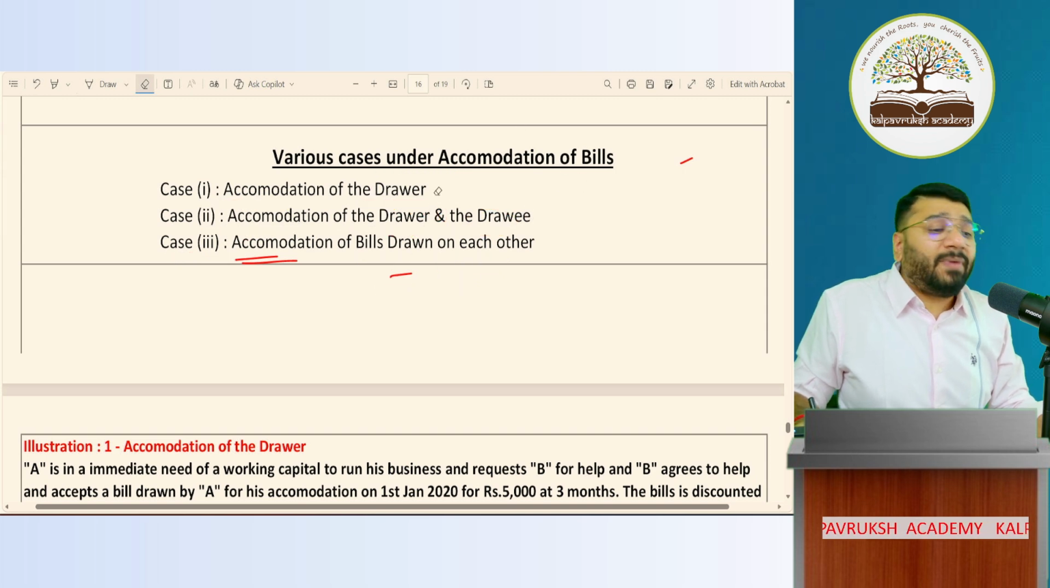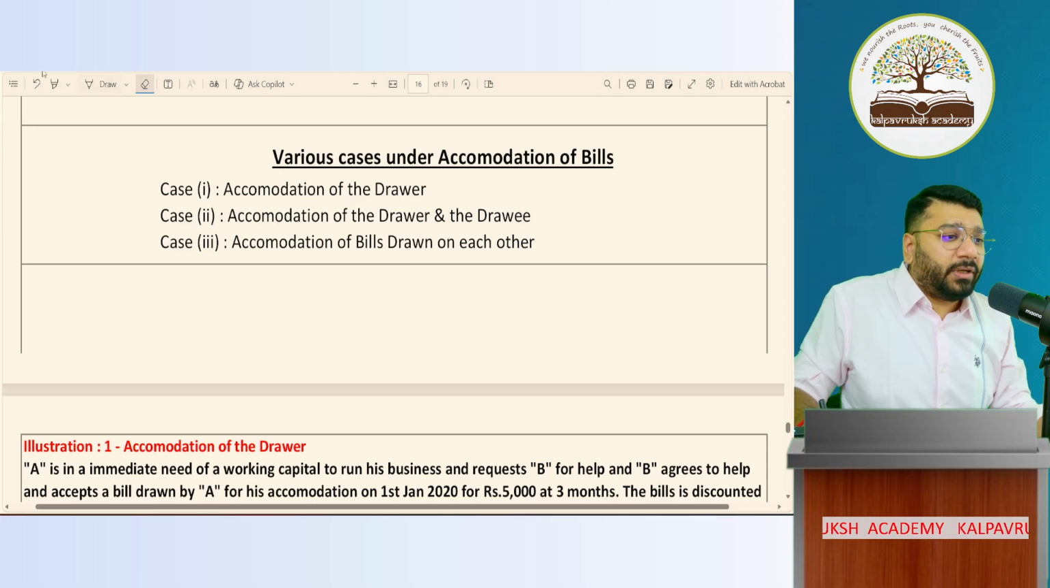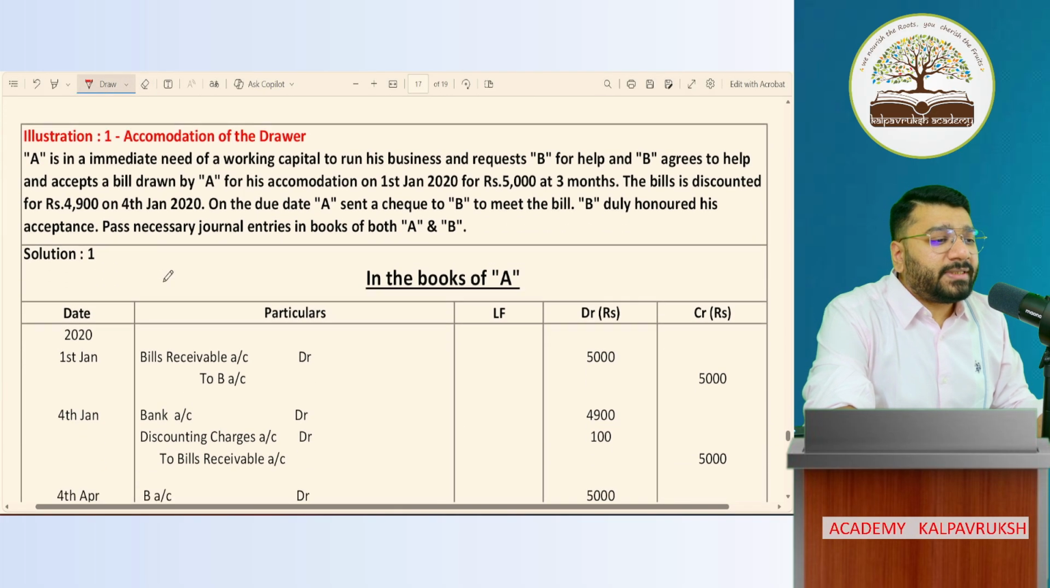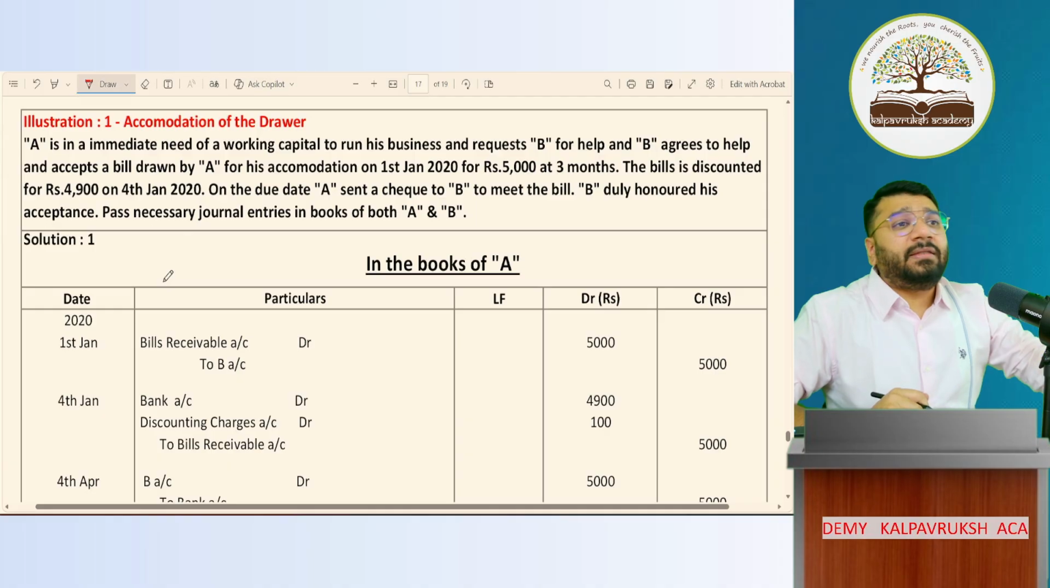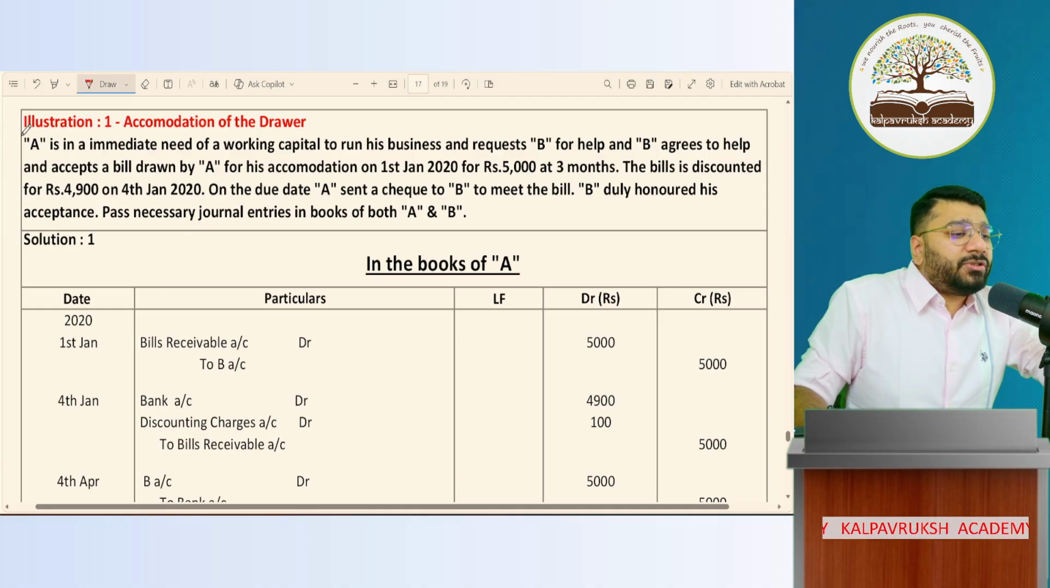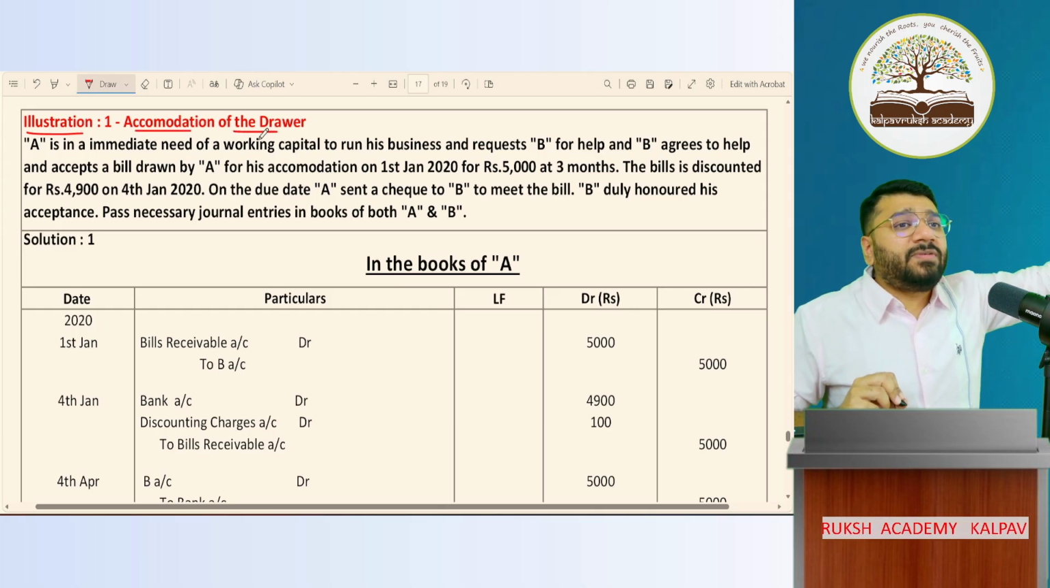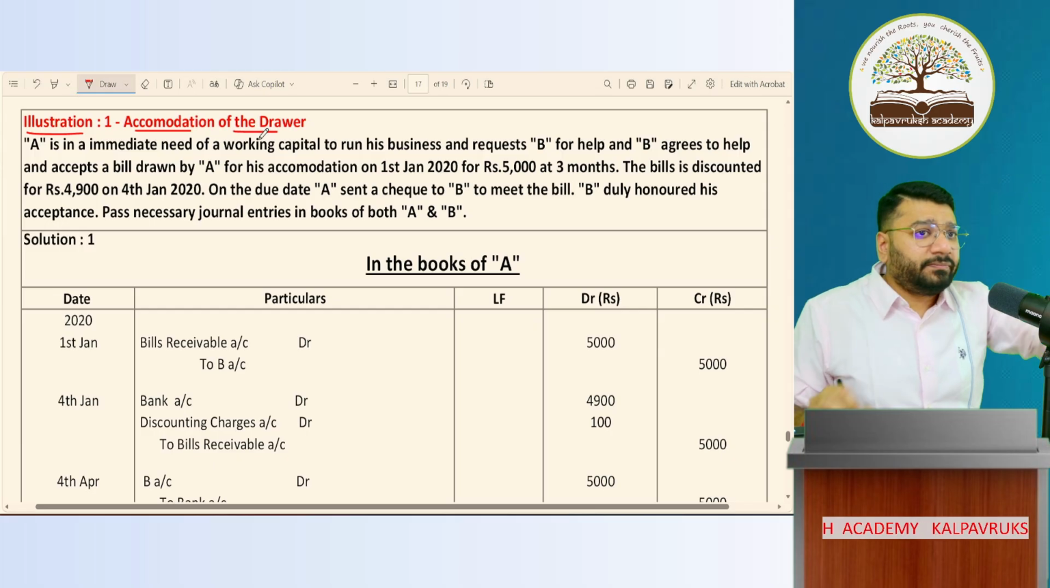So can I do now the case 1 based question? Okay. This I have put in the theory book itself. Illustration 1, example 1. Accommodation of the drawer. Focus here, language is very important. Kanna, you are getting deviated. Focus.